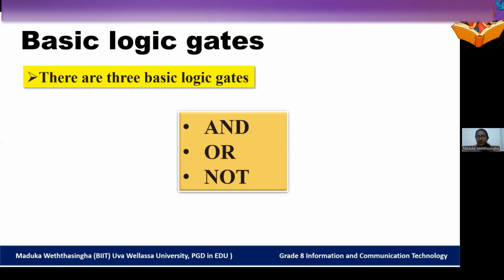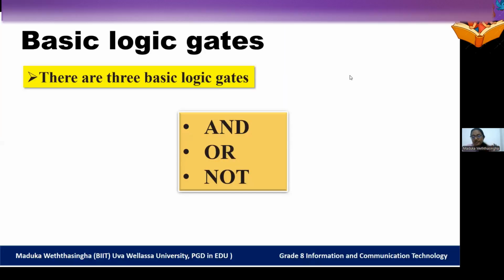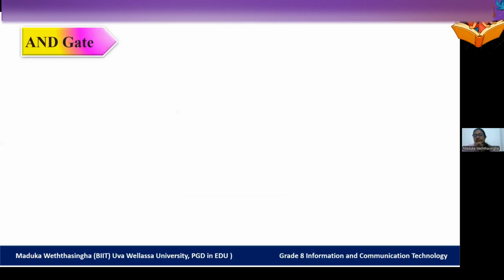Okay. Let's write down the note. Write down basic logic gates. There are 3 basic logic gates, AND, OR, NOT. Let's write it quickly. We are going to learn these 3 basic logic gates one by one. Okay? First one, we are going to learn about the AND gate, right?